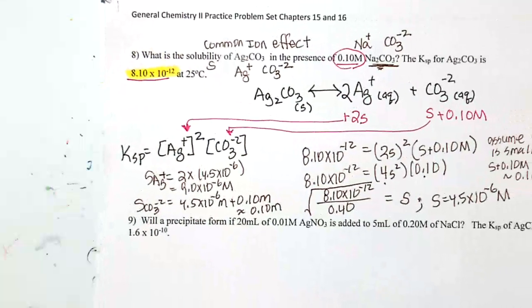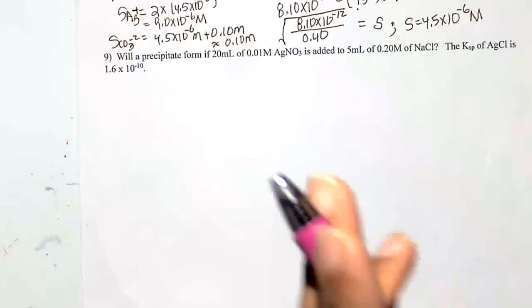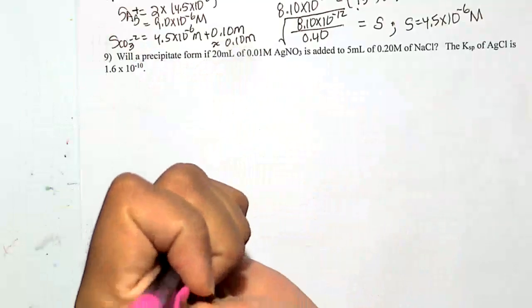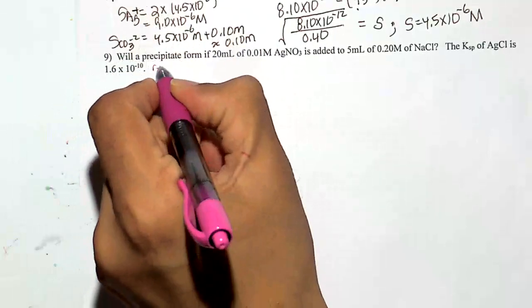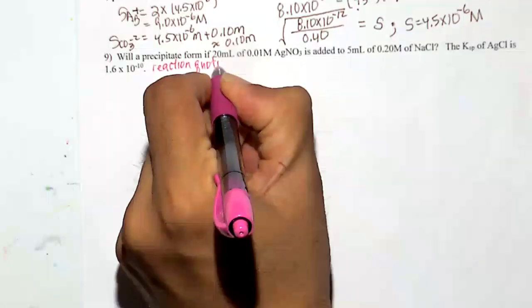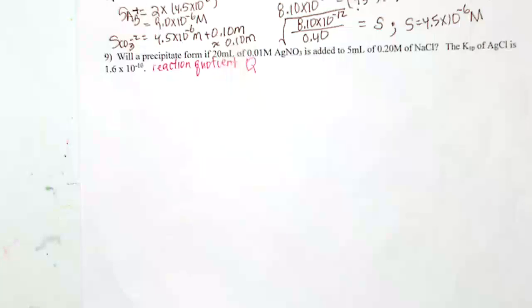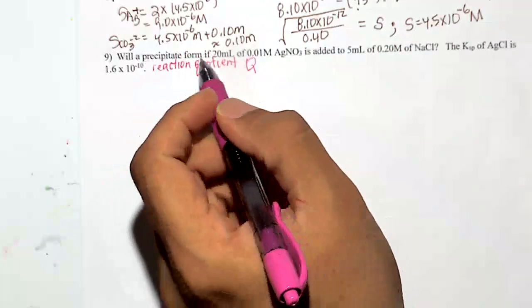Right, so we went over a common ion effect problem, wrapping up class on Wednesday. And now let's go over another type of problem. This involves using the reaction quotient, and the reaction quotient is Q. It's called Q. We will use Q and compare it to KSP in this situation.